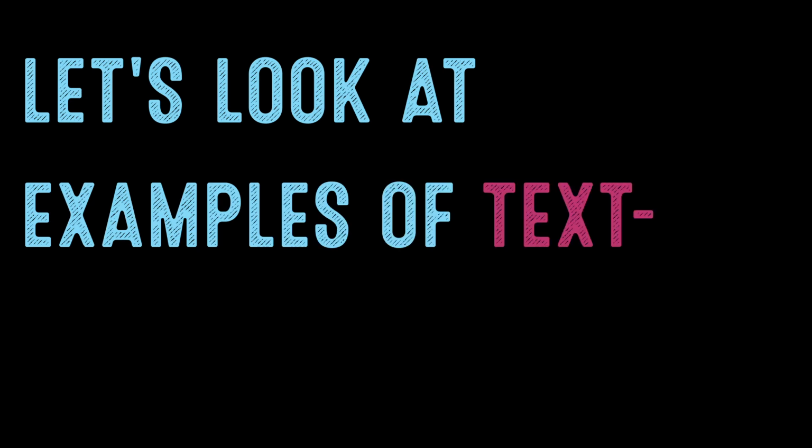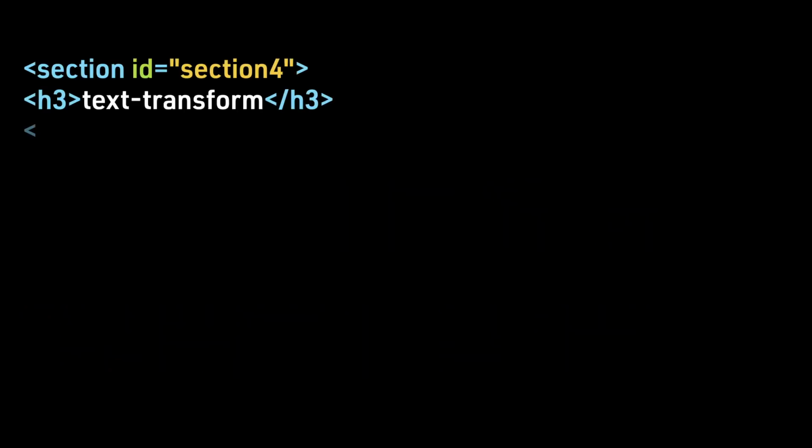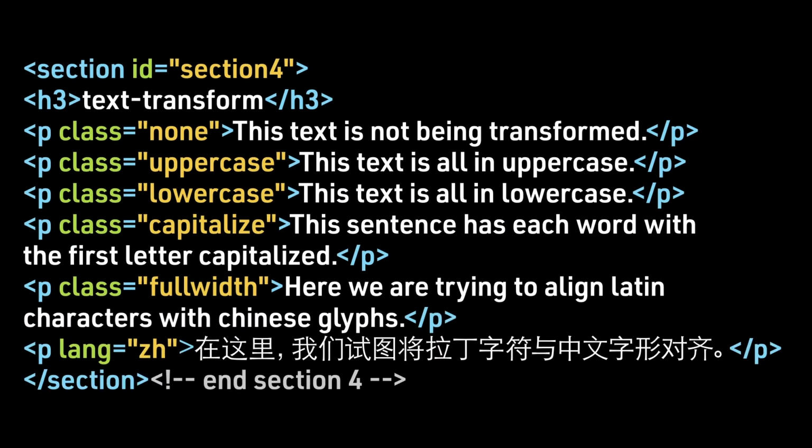Let's look at some examples of text transform in use. Here is the HTML. We are setting up examples to represent each value: none, uppercase, lowercase, capitalize, and full width. To demonstrate full width, we have obtained a translation. Here we are trying to align Latin characters with Chinese glyphs in Chinese.